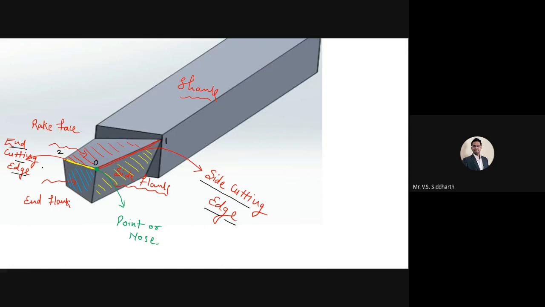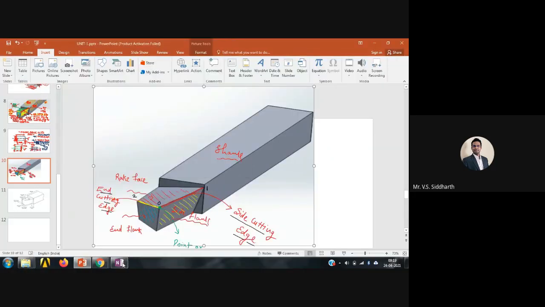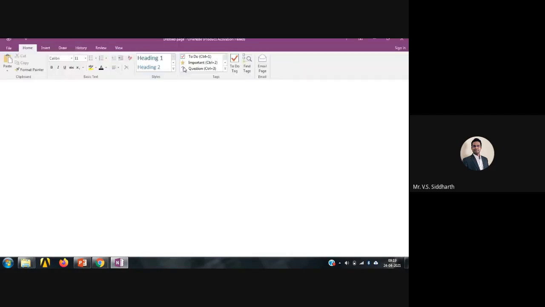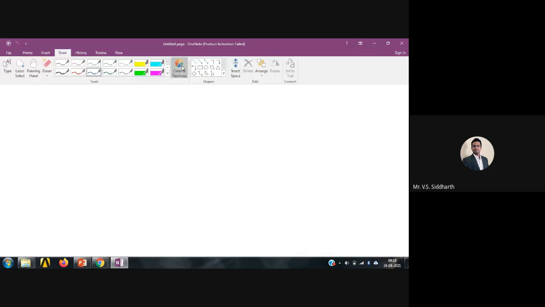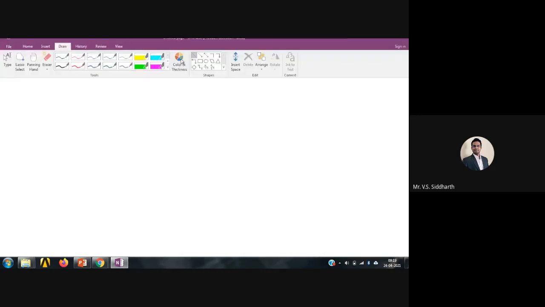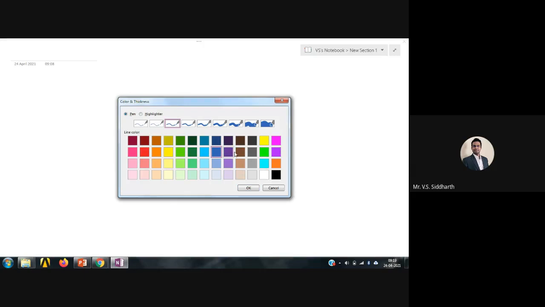So actually I will draw the diagram. This is a textbook diagram. But now I will draw a diagram which will show how this tool is kept when you are doing the turning operation. For that, I need to go to different software. This is another software, OneNote. In this, we can draw any type of geometries very easily. So I will try to draw that. Which color should I choose? Dark green.